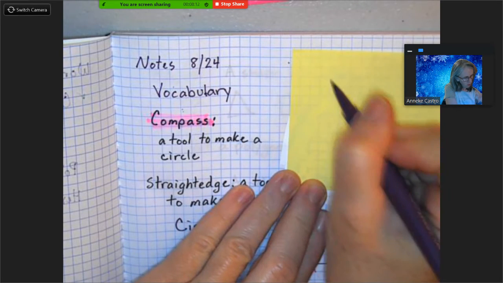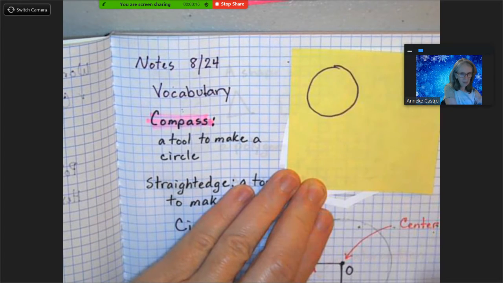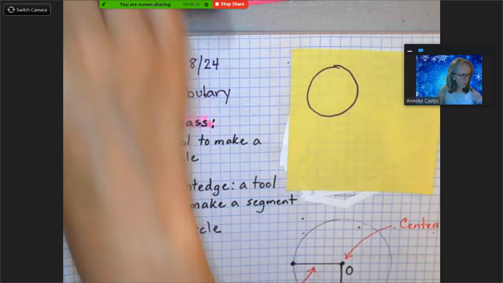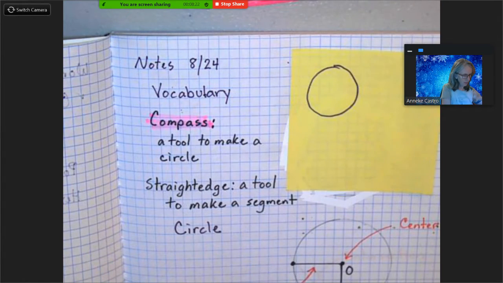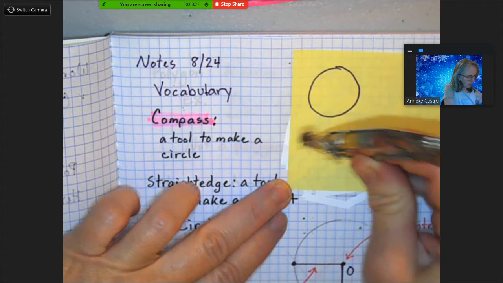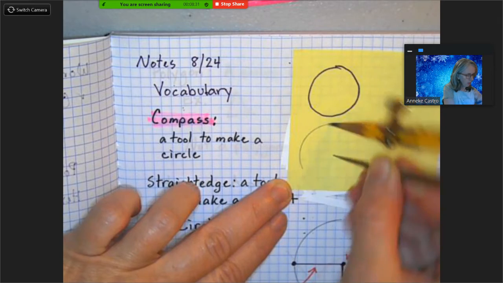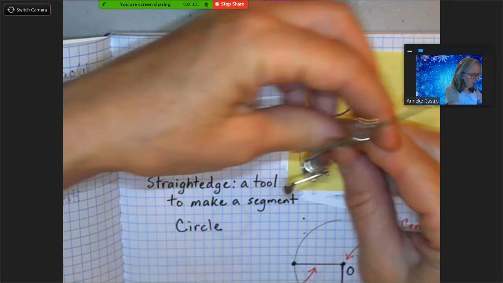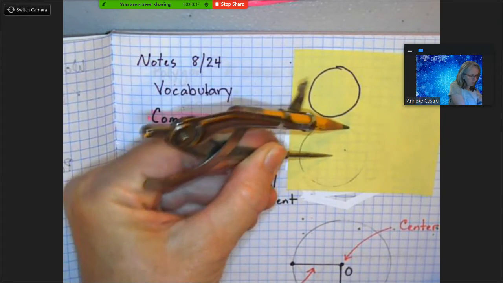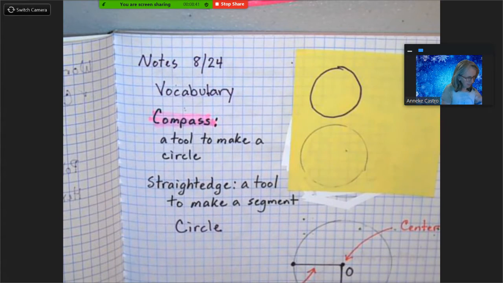So I can draw a circle by hand. Well, it's not too bad. It's a pretty good circle. But if I use a compass, I can make a better circle. So here it is with a compass. If you don't have a compass, that's fine, because we are going to be drawing all our circles on the computer. Okay, but this is a compass. Okay, compass.